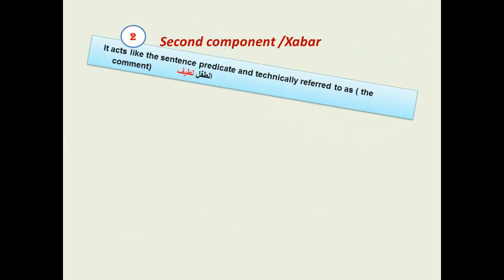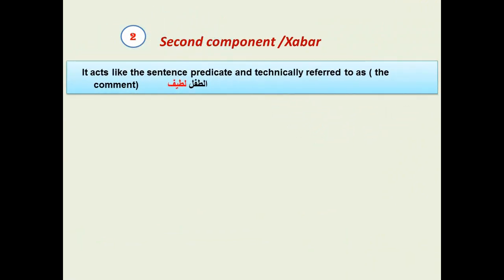The following, number 2, or the second component of the nominal sentence, we call it al-khabar. It acts like the sentence predicate and technically referred to as the comment. When I say الطفل لطيف, the boy is nice. So here لطيف is خبر. Okay.